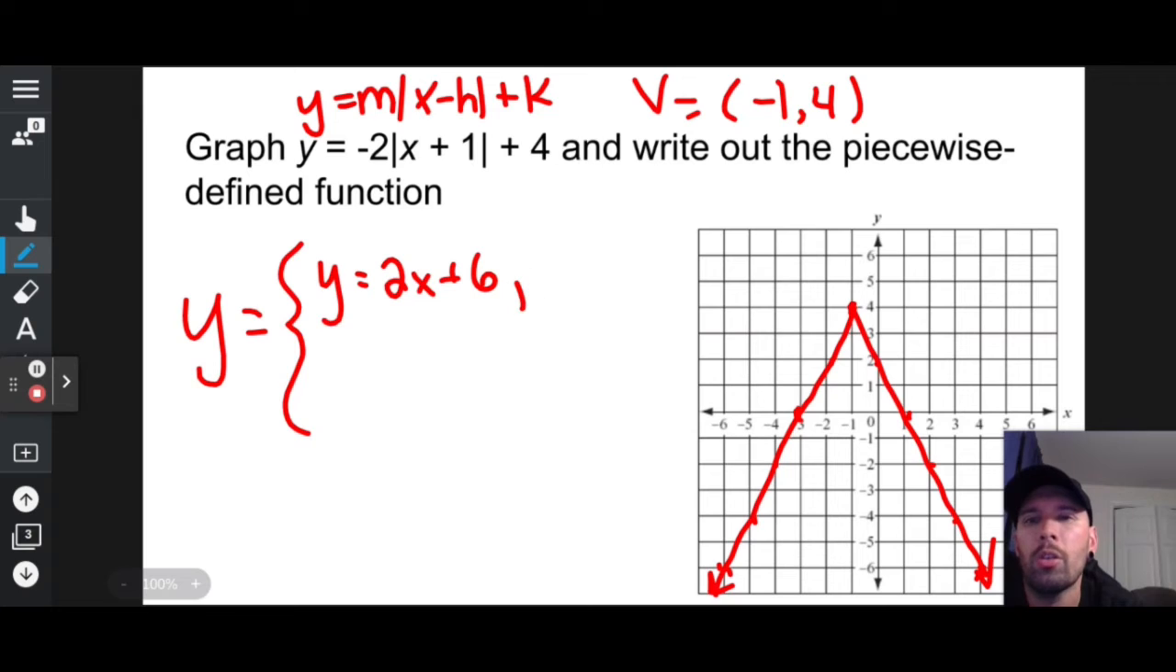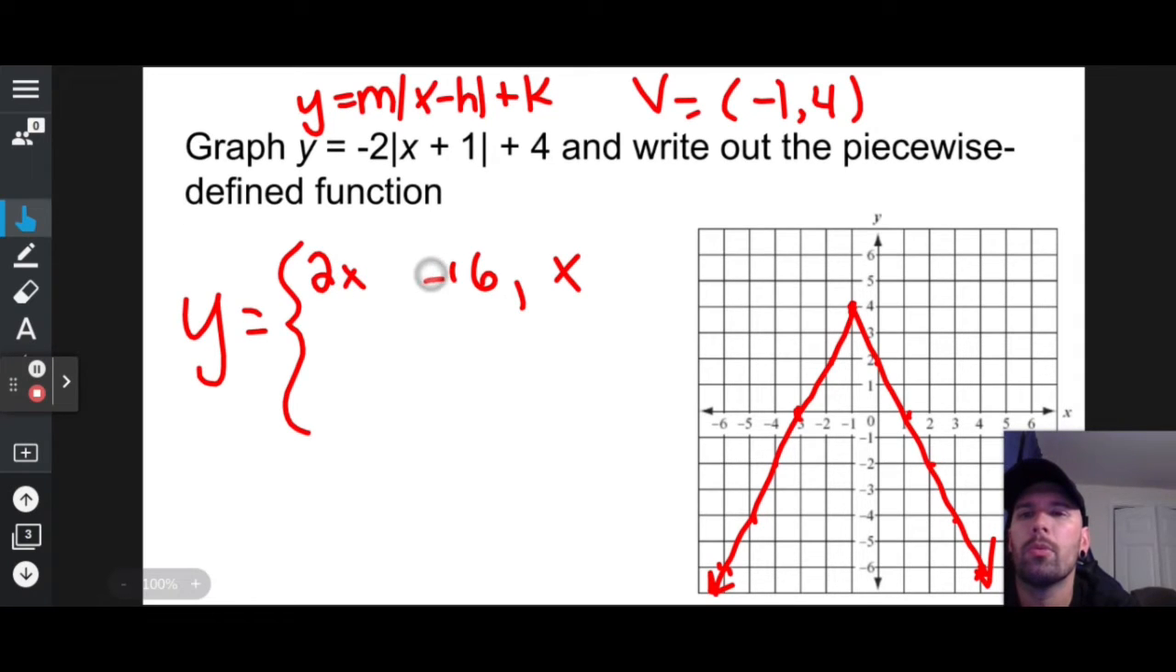So what I'm going to do is say that I didn't need that y equals there. Let me get rid of that y equals because I already wrote out y equals. It just looks sloppy. Bad job by me. All right. 2x plus 6 happens for all the values less than negative 1.